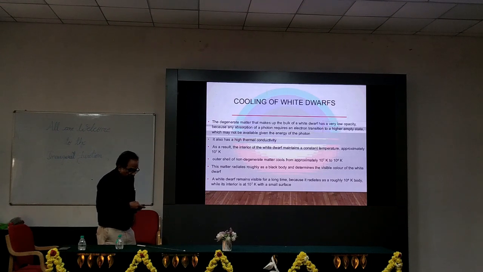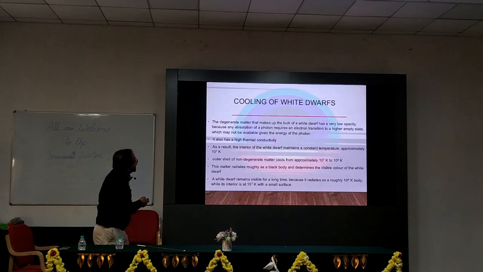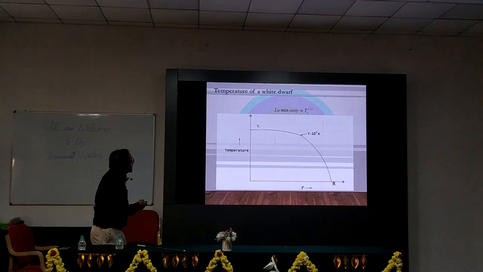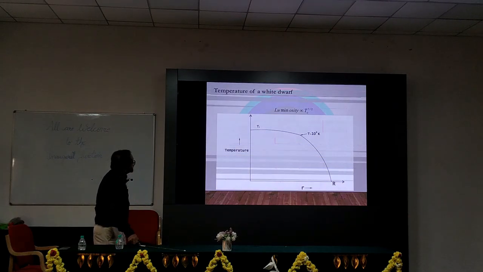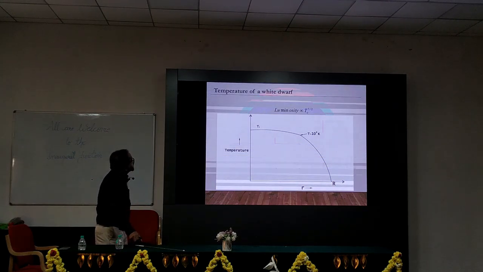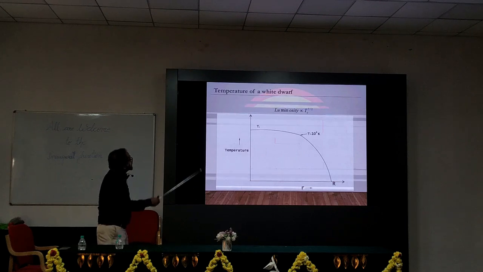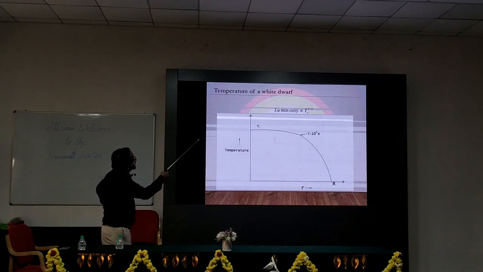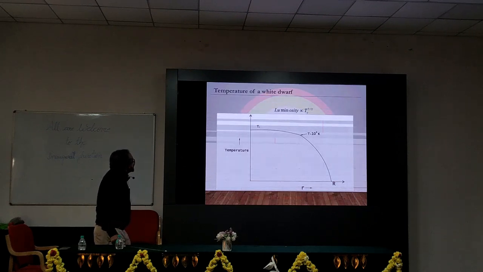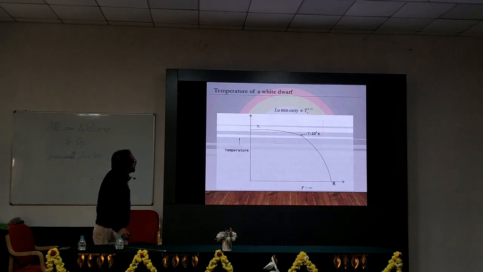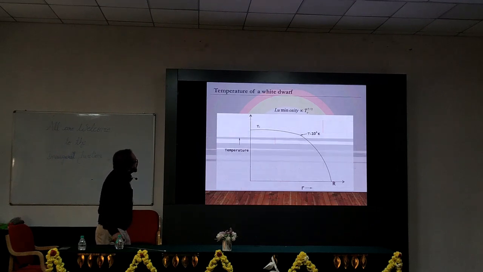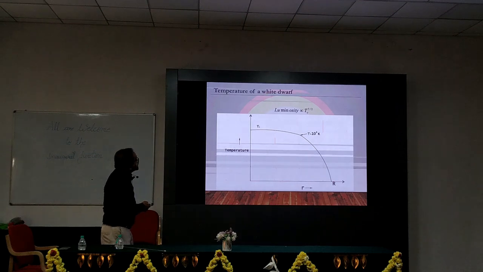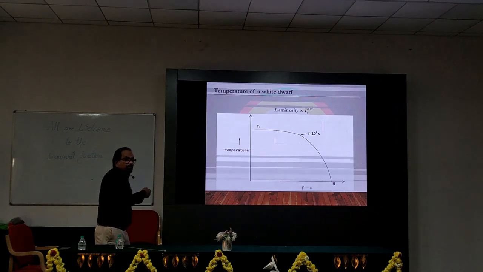surface. So people have worked out these models of white dwarf cooling, and they have come out with this kind of distribution of temperature versus radius. Temperature at the core varies as T to the power 7/2 of the central temperature. Luminosity varies as the 7/2 power of the central temperature. So again, the physics is not very complicated.